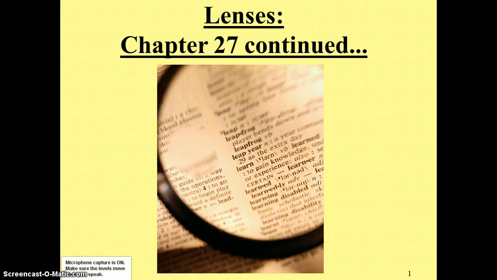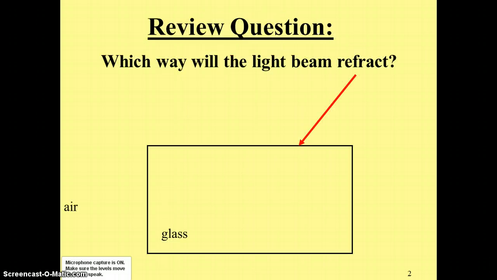All right, this set of notes goes through lenses, which is an obvious application of bending of light or refraction that we've learned about earlier. Quick little review question. Looks very similar to what you did in the refraction inquiry, except we have a glass rectangle rather than prism. Question, which way will the light beam refract?